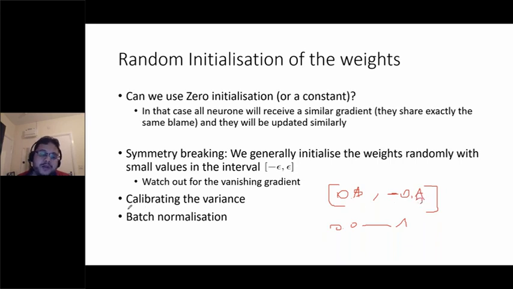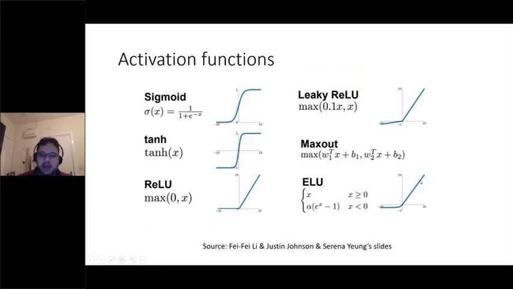We can also, there are other ways like calibrating the variance, batch normalization. I prefer to use these methods when we get to the next chapter, which is computer vision and CNNs. I prefer to use it there. So these are just some activation functions. We talk about the sigmoid, the hyperbolic tangent, ReLU. I prefer also to see them in the next chapter because it's going to be more practical, and I will shift some of these theories there, just not to make things too complex.